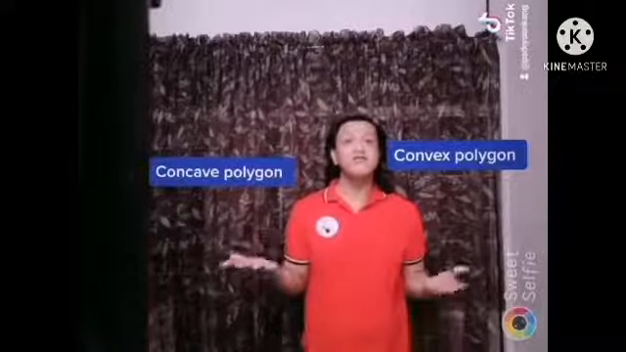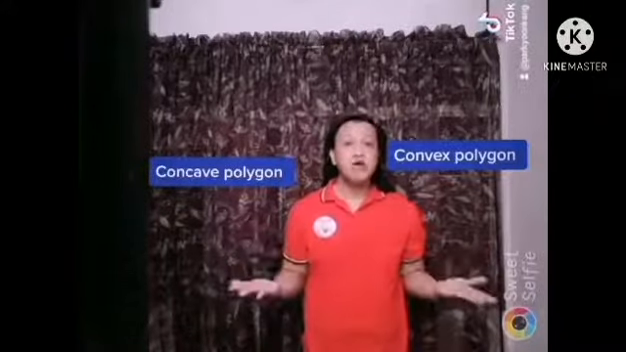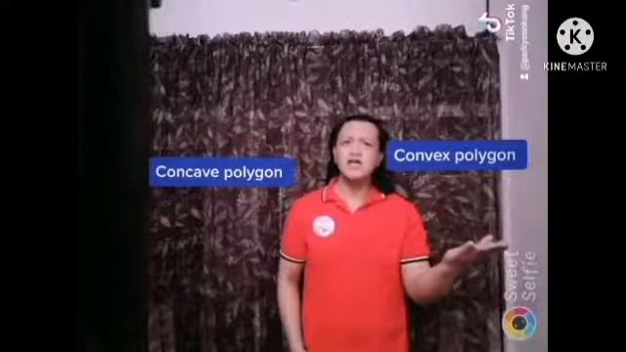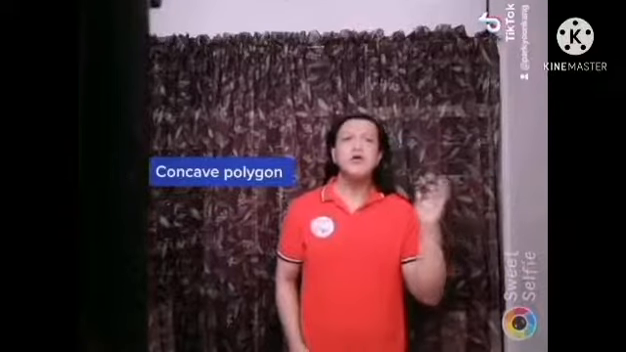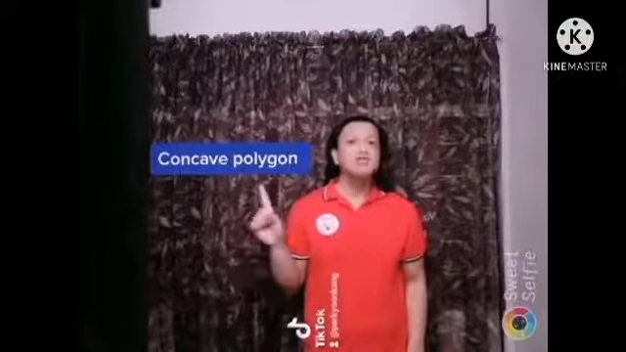Anong ibig sabihin ng polygon? This is simply a plane, two-dimensional closed figure or shape that is connected by line segments only. And there are two classifications: the convex polygon and the concave polygon. What is the difference between the two types of polygon? When we say convex polygon, the diagonals you draw are all inside. When we say naman concave, one or more diagonals are outside.